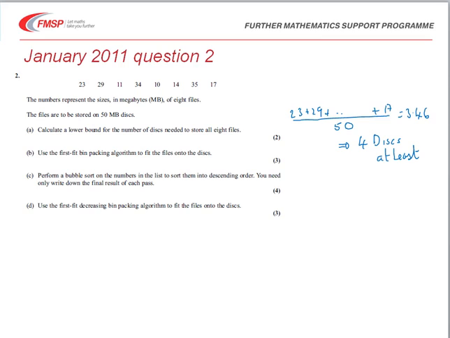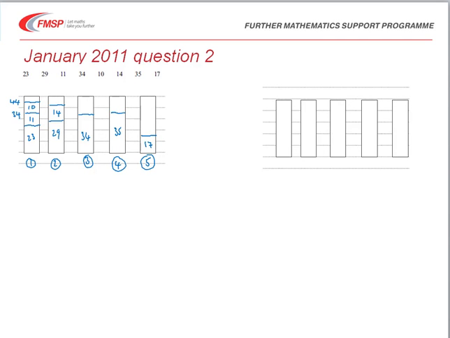So we can show that we may be able to do this with four disks. However, the bin packing that we've just done needed 5. Now this is where we come into the sorting now, to sort them into descending order to see whether the bin packing will be better when we use a first fit decreasing algorithm.